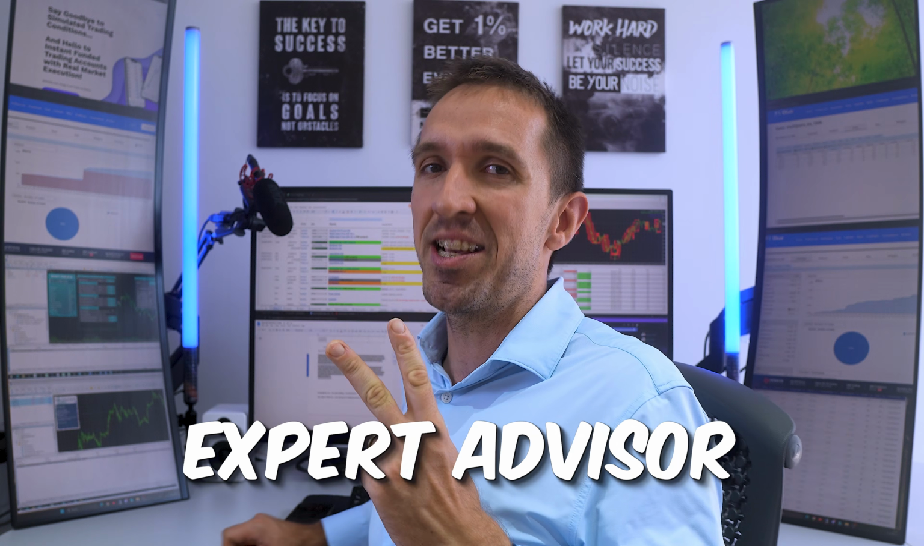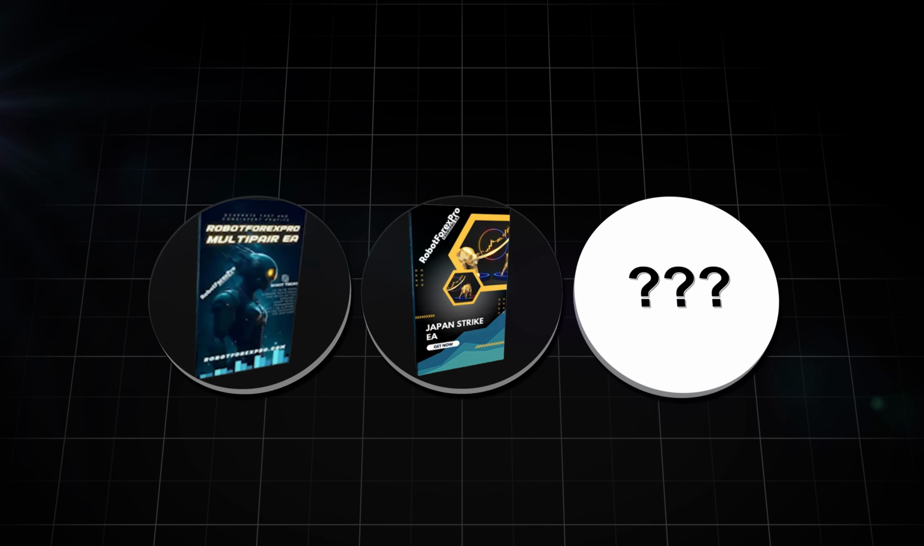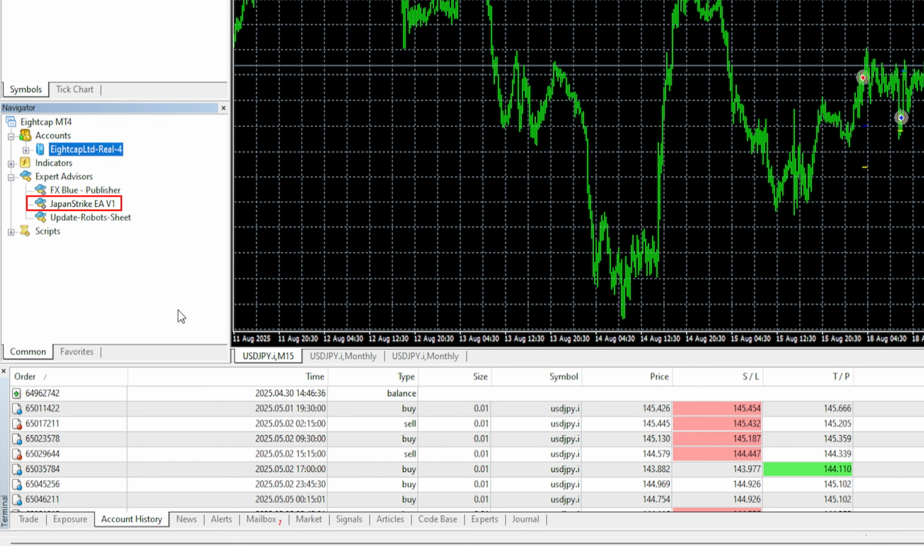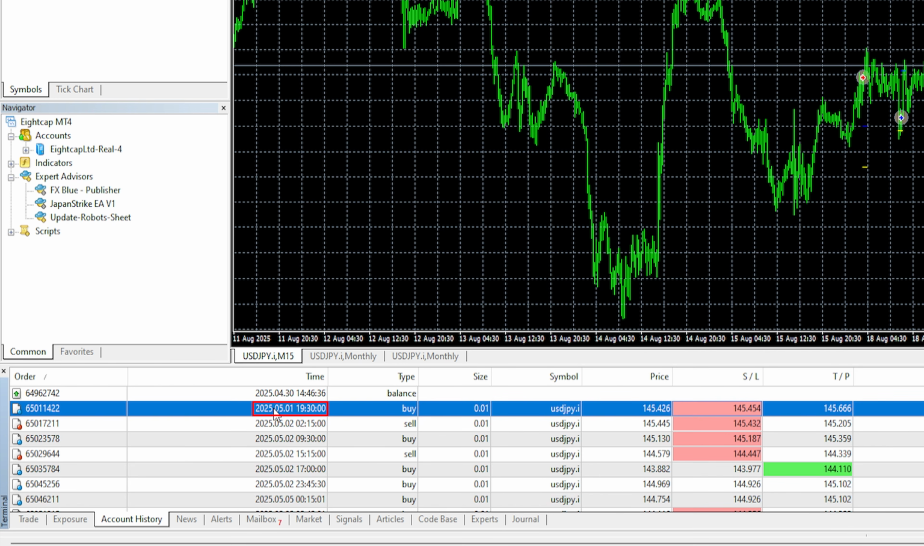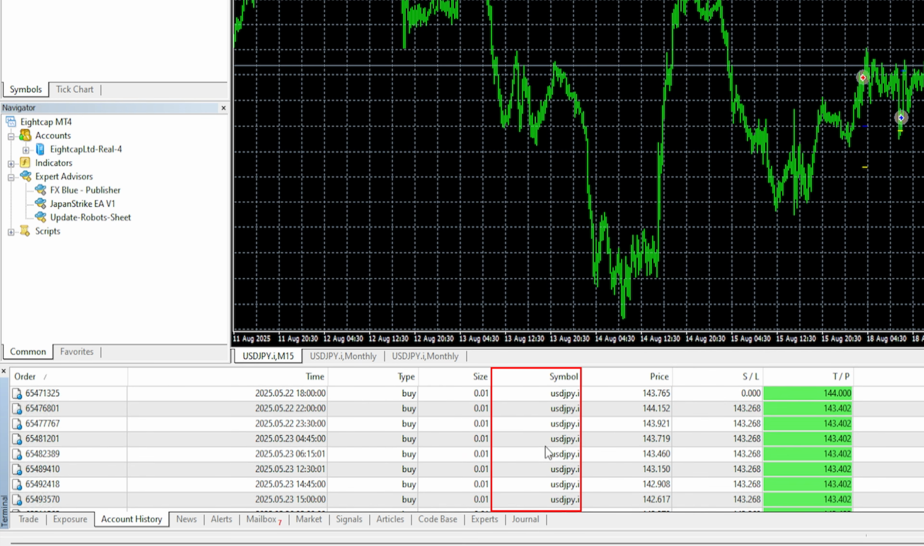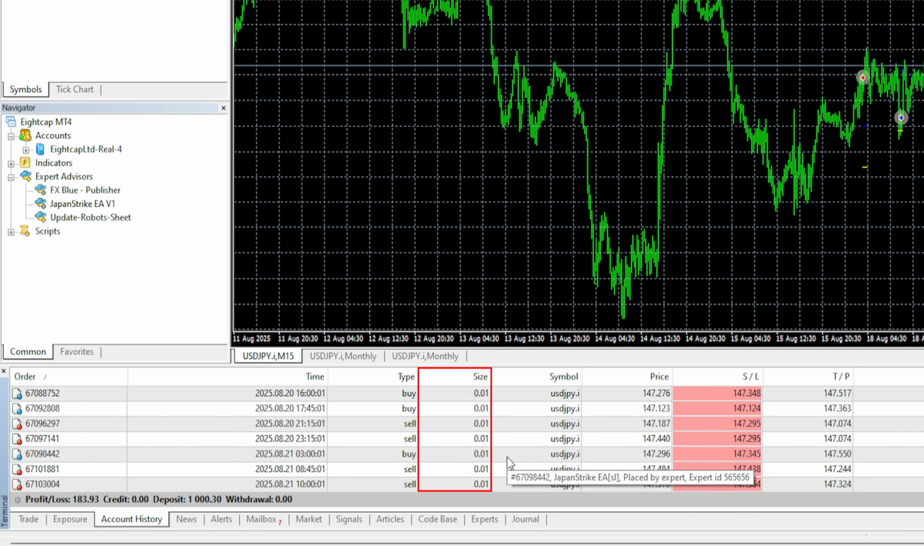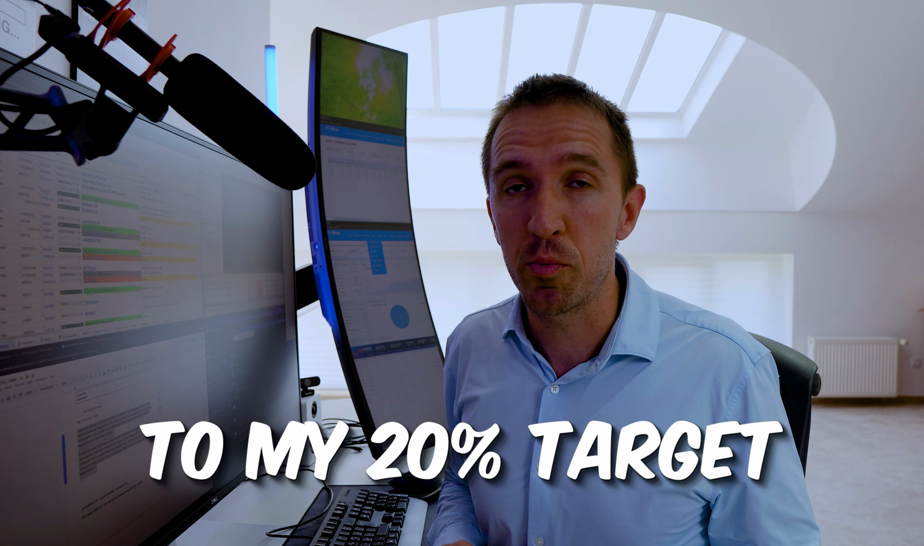But the second expert advisor comes from the same vendor, and it is called Japan Strike EA. I have it on another $1,000 live account, and this one I started a little bit earlier at the beginning of May, and this expert advisor is trading only the dollar yen. Again, you can see that it is not increasing the lots, it is using just 0.01, and it made a profit of $183, so it's very close to my 20% target.